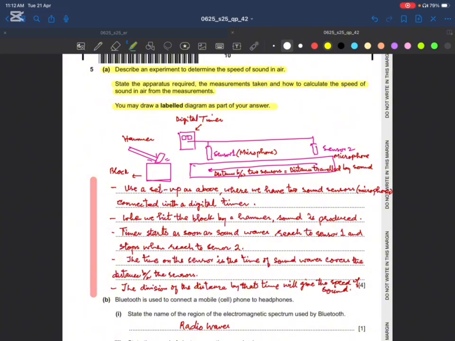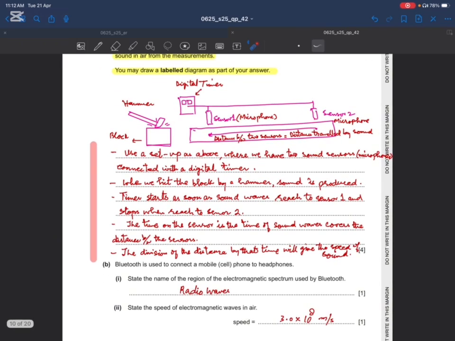So what we have done here, as I said, I have already written these points to save the time. What is the method we are using here? We have two sensors, sensor 1 and sensor 2. Here we have a distance between these two, and we are producing a sound by hitting a hammer with a block. So what will happen? As soon as the sound waves reach sensor 1, the digital timer attached to this whole system will start, and when the sound waves reach sensor 2, the clock will stop.